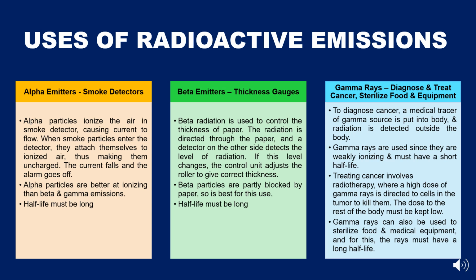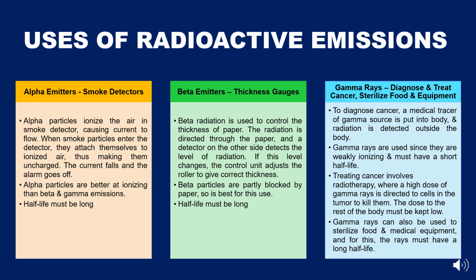Because beta particles are only partly blocked by paper, so it is best for this use. And again, the beta emitter must have a long half-life. Moving on to gamma rays, which have quite a lot of uses. Their first use is to diagnose and treat cancer.